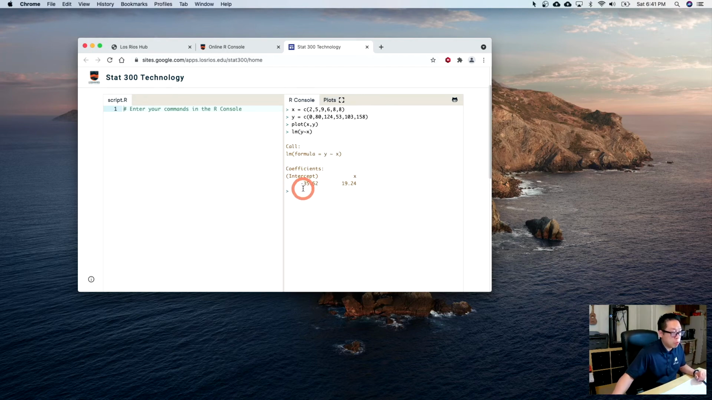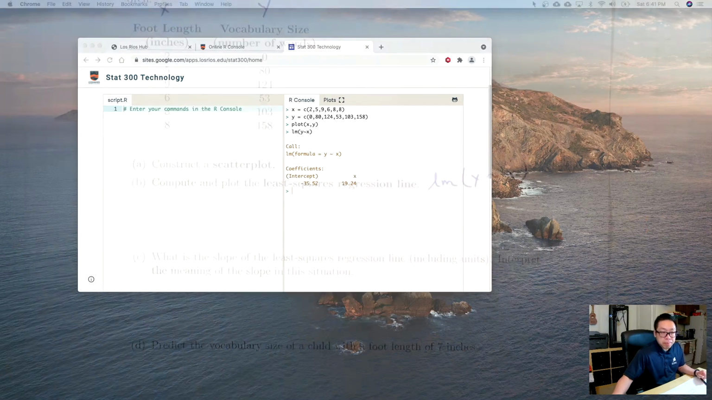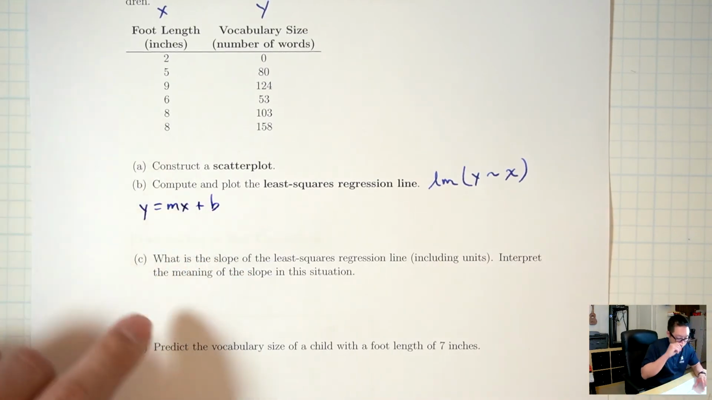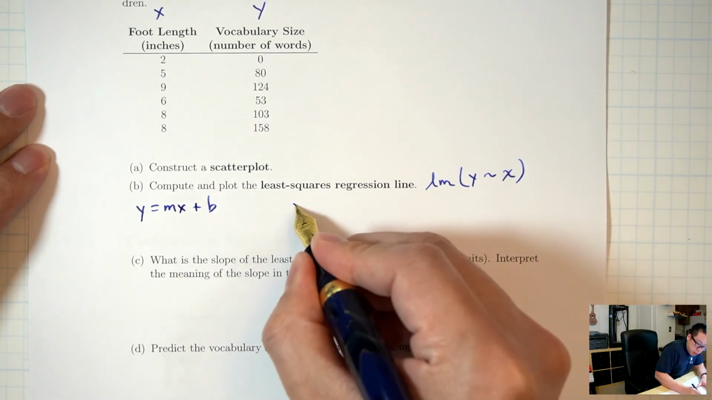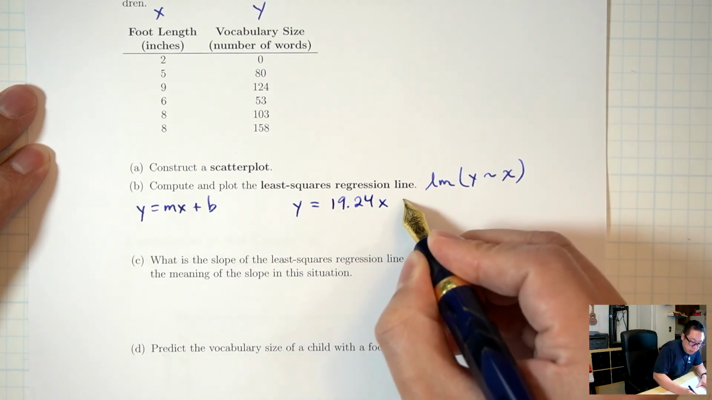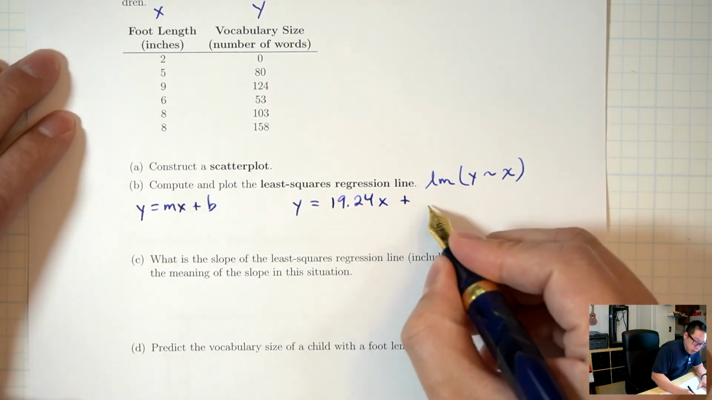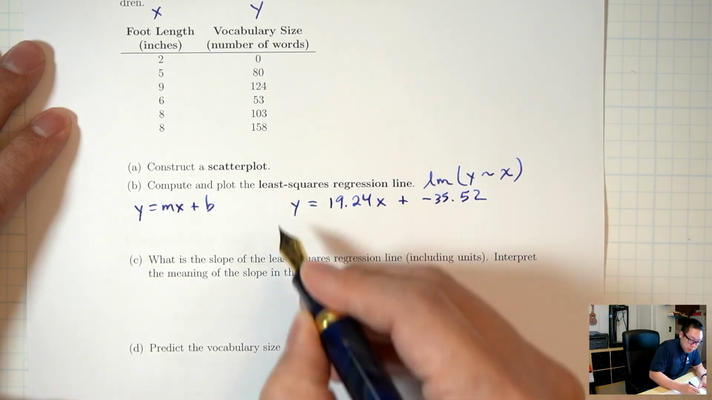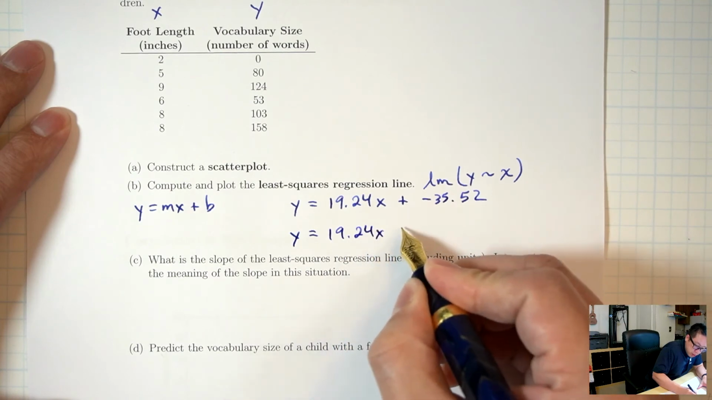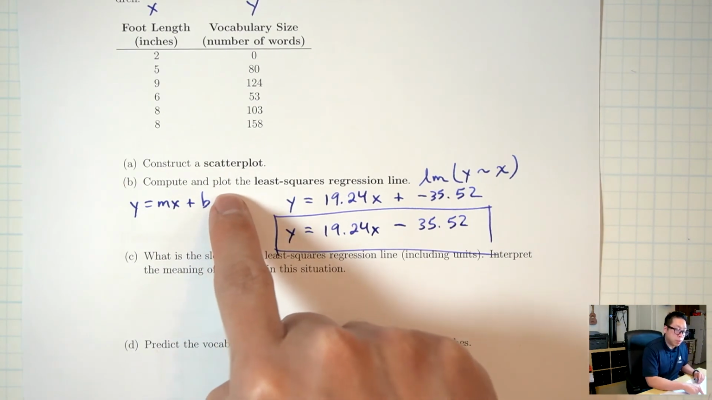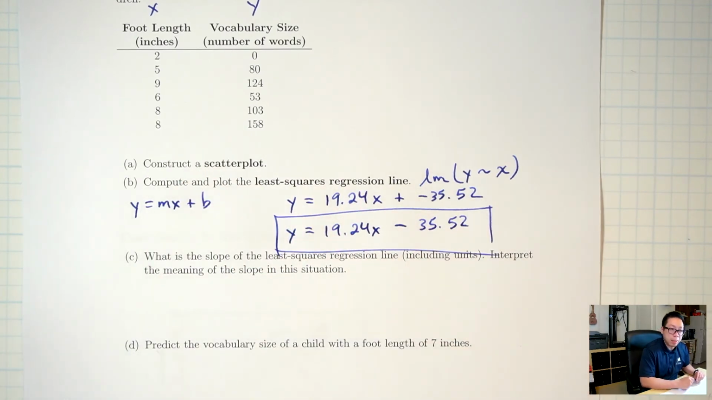The first number, labeled intercept, is the y-intercept. The second number is the slope. So compute means write down the y equals mx plus b equation, but put the slope in for m and put the y-intercept in for b. So our equation is y equals, the slope is the second number, it was 19.24. Okay, don't forget the x. Plus the y-intercept was the first number, negative 35.52. You can leave it like that, but a better way to write plus negative is to say minus. So let me clean that up. So 19.24x minus 35.52. The plot part, if you're using regular R or RStudio Cloud, you can plot the line by using abline. But on the online R console, that part doesn't work, so we will skip the plot part.